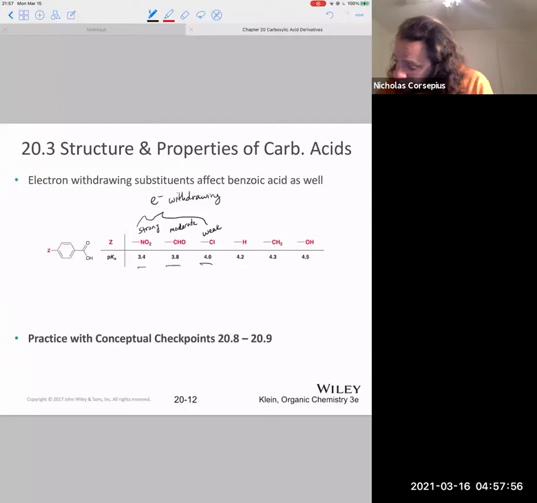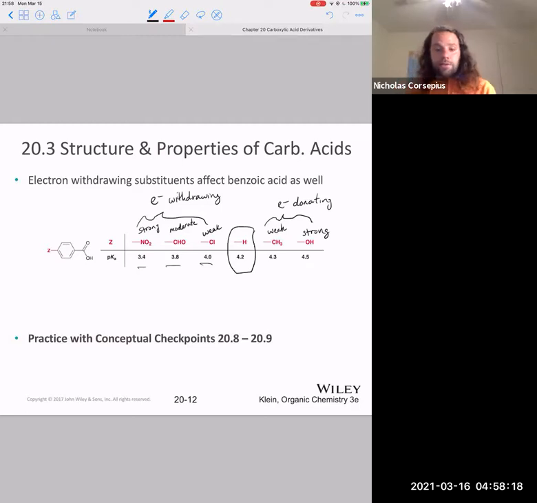And the exact opposite is true for electron donating groups, right? If we go all the way over to the alcohol, that is a strong electron donating group. So this will have the effect of slightly destabilizing that carboxylate ion relative, again, to the baseline of if that was just a hydrogen.